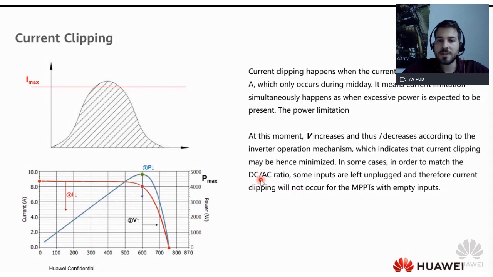And even if some current limitation would happen, because the DC-AC ratio is not 1 but 1.1, 1.2, there will be close to zero current limitation or current clipping. Based on the studies we have done, above 1.3 DC-AC ratio, the current limitation is actually 0. Below 1.3, it is close to 0.01% or similar to that. So this is the order of magnitude of this current limitation.